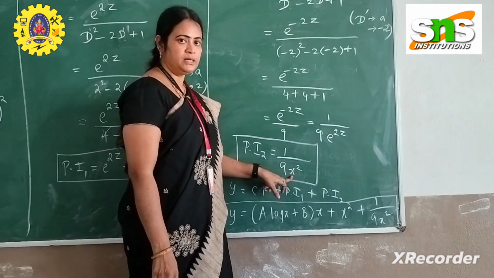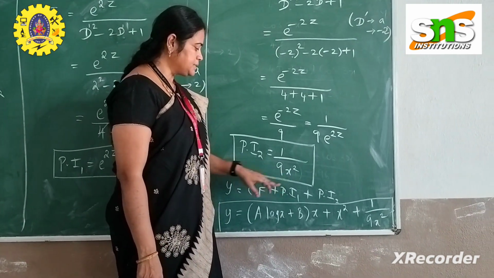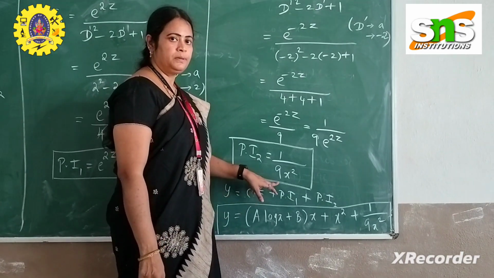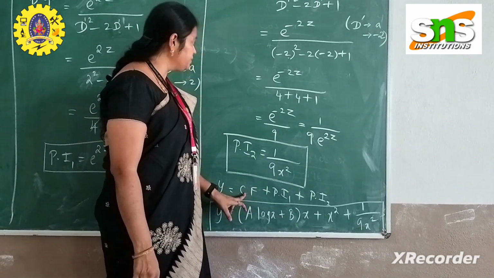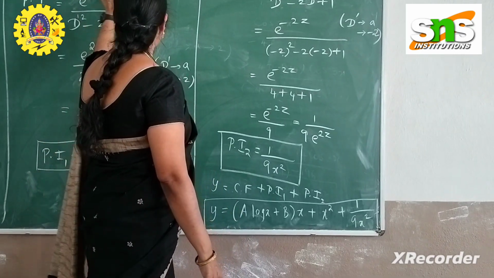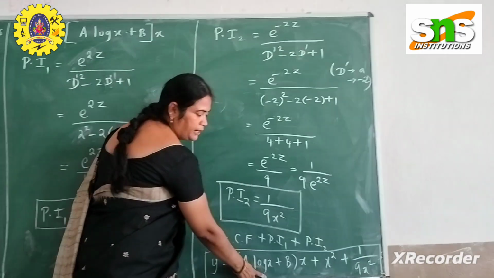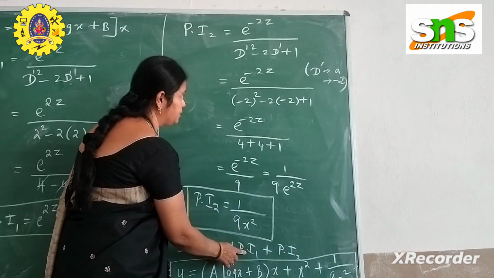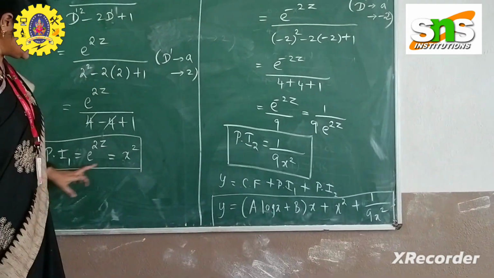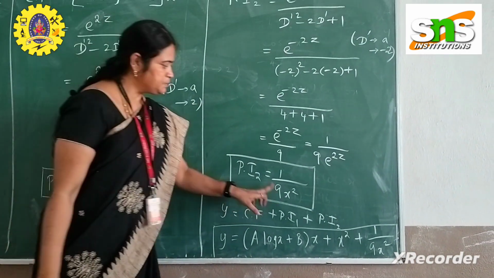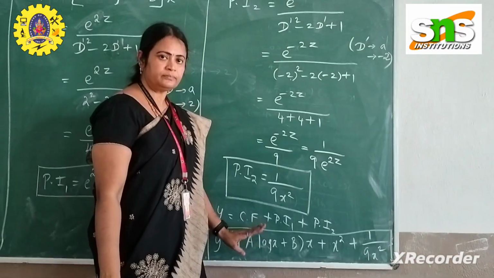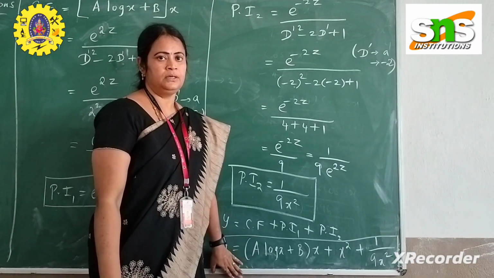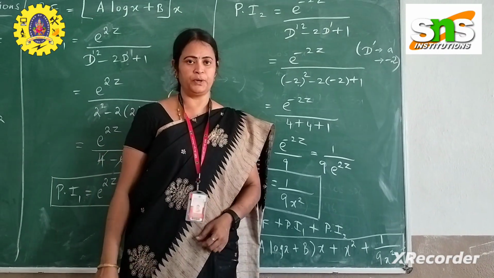Finally the general solution is nothing but you have to sum up the complementary function plus particular integral 1 plus particular integral 2. What is our complementary function? Here it is, a log x + b x. I have written this, plus particular integral 1, which is nothing but x², plus particular integral 2, that is nothing but 1 by 9 x². So this is our solution. Hope you understand. Thank you.